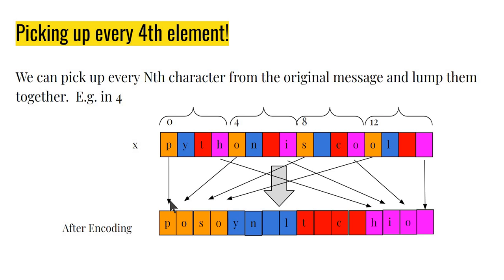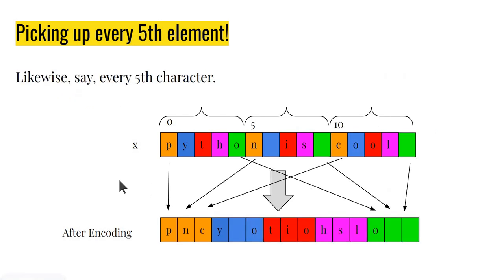Now, obviously, there's nothing magical about 4. There's nothing sacrosanct about 4. We can do this for any number. For example, in this picture, I've given you an example with every fifth character. So I look at 0, 5, 10, then 1, 6, 11, and so on and so forth.